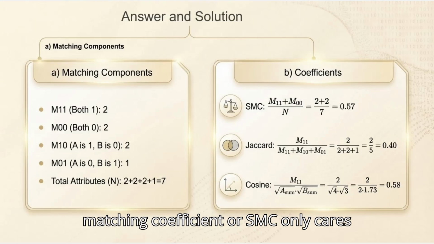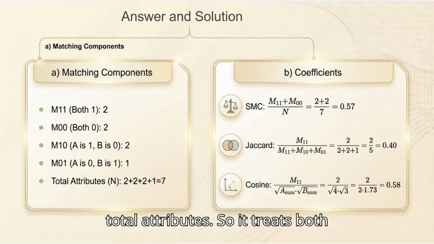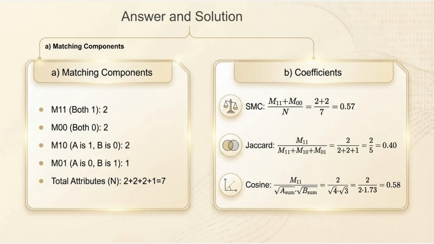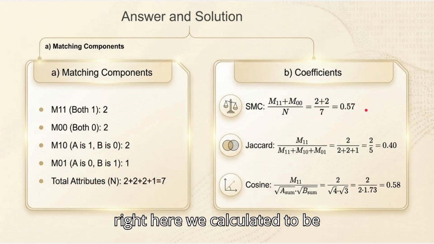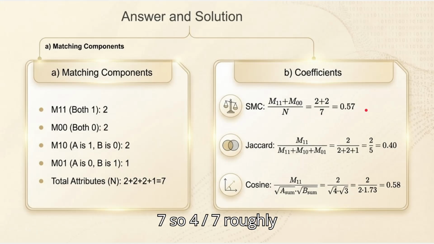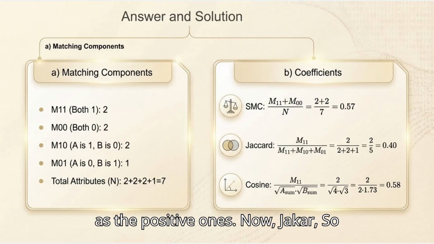So simple matching coefficient, or SMC, really only cares about matches versus total attributes. It treats both zero as a valid match. So we add the ones, two ones, and the zeros, two zeros, which gives us four, divided by the total attributes, which we calculated to be 7. So 4 divided by 7, roughly 0.57. Now, if we take an exam or a quiz, I'd say use SMC when negative matches, like what you didn't buy, are just as important as the positive ones.